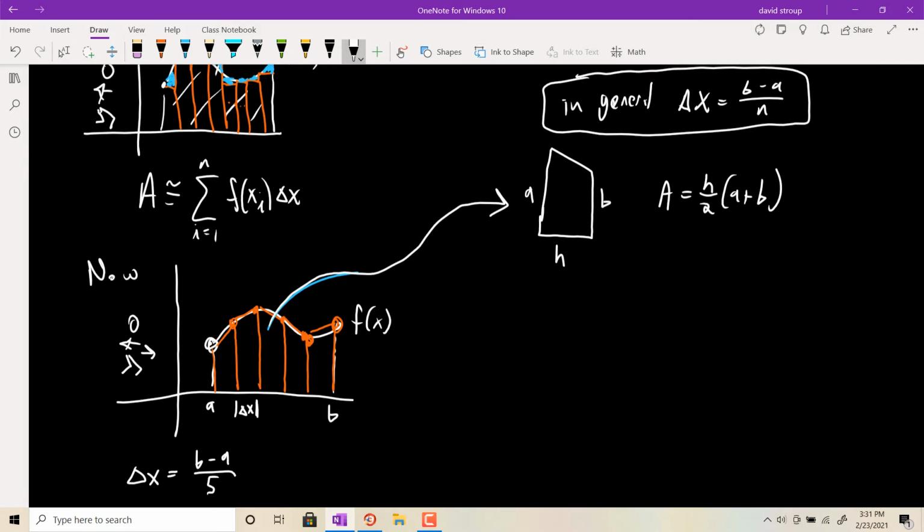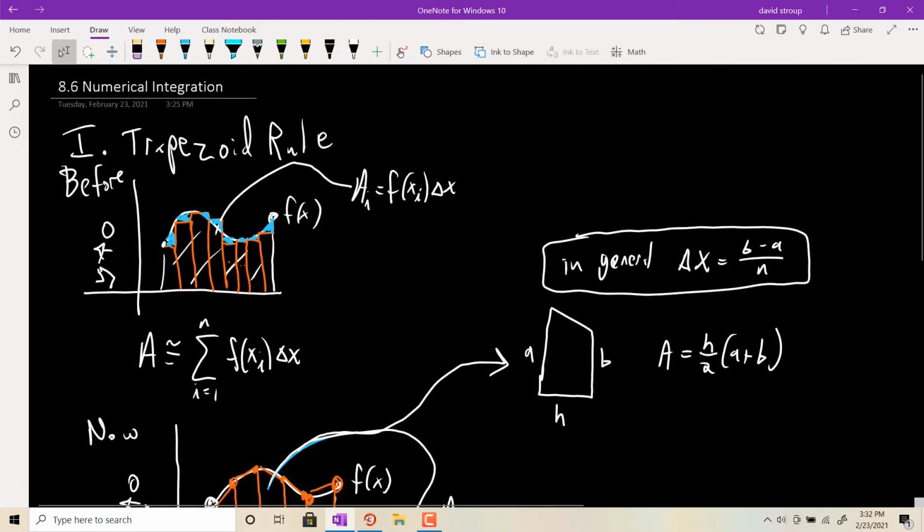Okay, so then our area will be, for one particular trapezoid, we want to rewrite this in terms of f of x, and I'm just talking about one particular trapezoid, not the total sum of the areas.